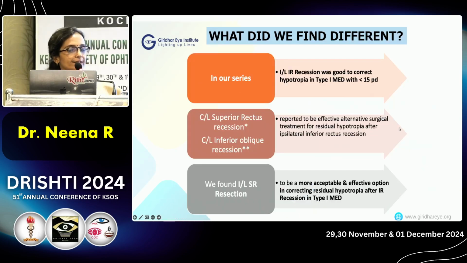So what did we find different in our study? In our series, we found that small hypertropias of less than 15 prisms in type 1 MEDs did well with inferior rectus weakening alone. And we found that an ipsilateral superior rectus strengthening procedure was more acceptable to correct the residual hypertropia.